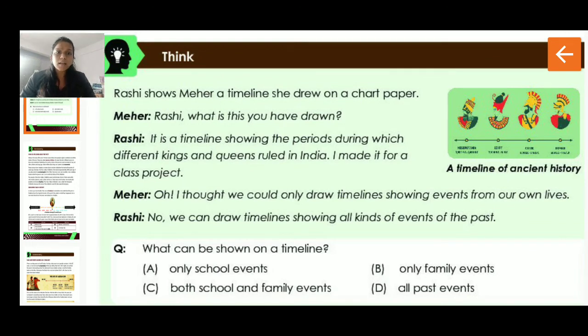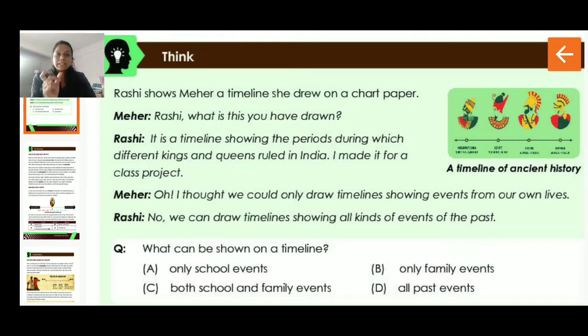Meher asks, Rashi, what is this you have drawn? Rashi says, it is a timeline showing the periods during which different kings and queens ruled in India. I made it for a class project. Meher says, oh, I thought we could only draw timelines showing events from our own lives. Rashi says, no, we can draw timelines showing all kinds of events of the past.